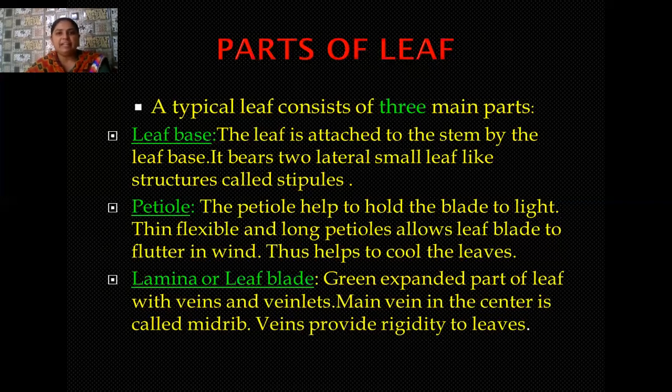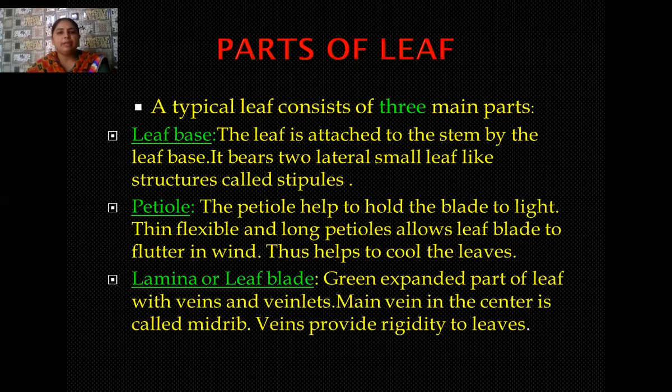Thin, flexible and long petioles allow the leaf blade to flutter in the wind, and this helps to cool down the temperature of the leaves. So in this way, the petiole helps the leaf to protect from the harmful effect of the sunlight, or you can say photoburning. And third is a very important part of the leaf, that is the lamina.